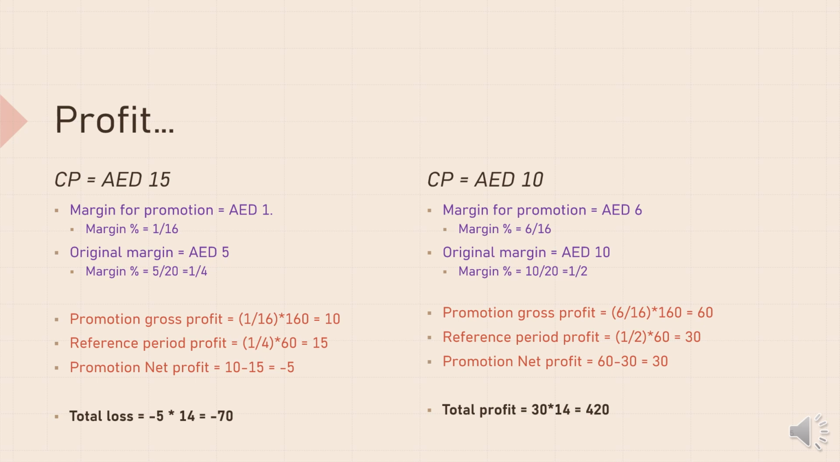In this slide, we are just seeing two different cases. In the first case, if we assume the cost price was AED 15, then the original margin was 5 by 20, which is 1 by 4. During the promotion, we had a margin of 1 by 16 because we were selling at 16 dirhams. So it's just 1 dirham for 16 dirhams of sales, 1 by 16. If we apply the gross profit during promotion, we get 1 by 16 into 160, which is only 10 dirhams we made.